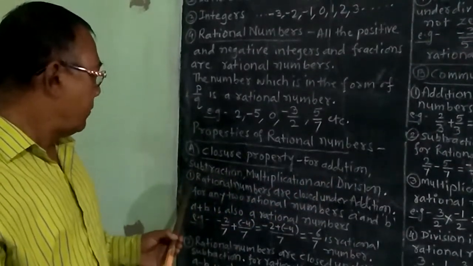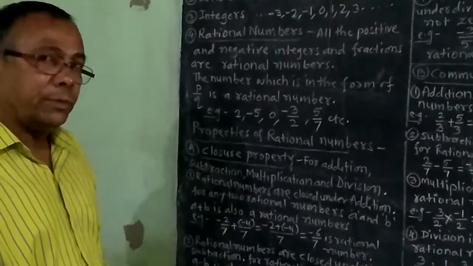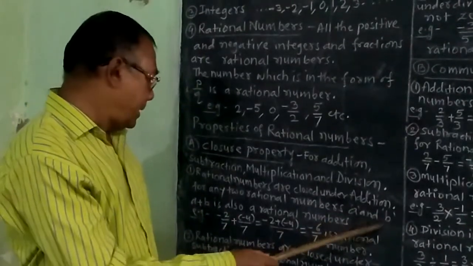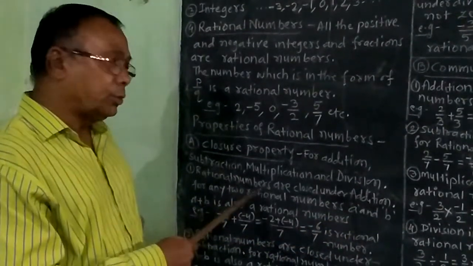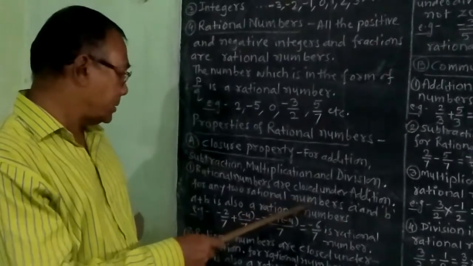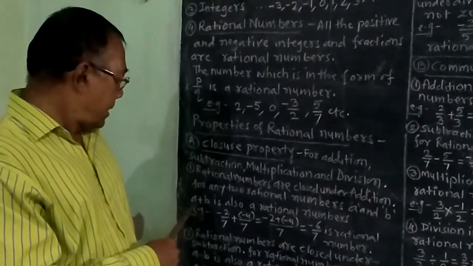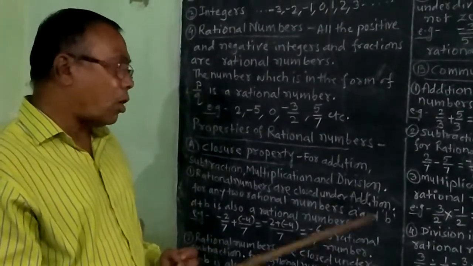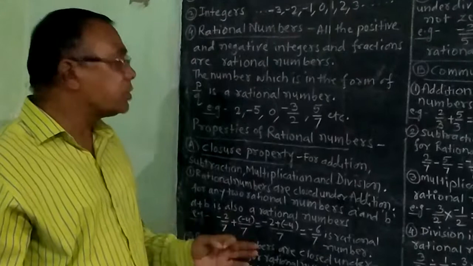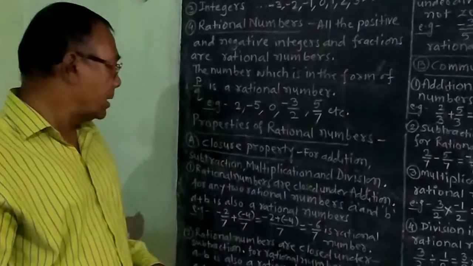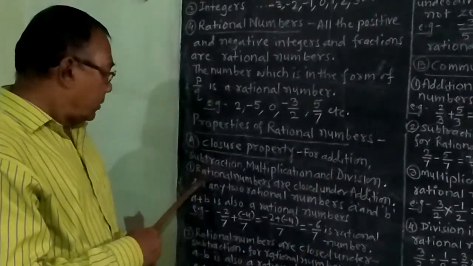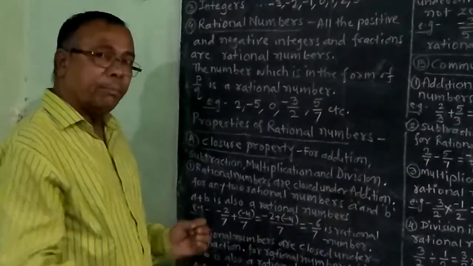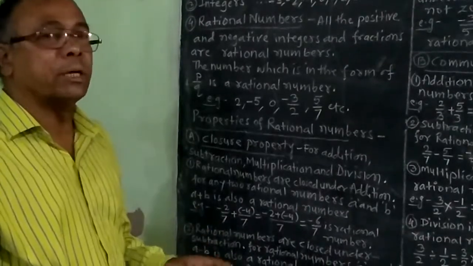First we will see the closure property for addition, that is if a and b are two rational numbers, then a plus b is also a rational number, means the sum of two rational numbers must be a rational number. Now rational numbers are closed under addition because the sum of two rational numbers is a rational number.